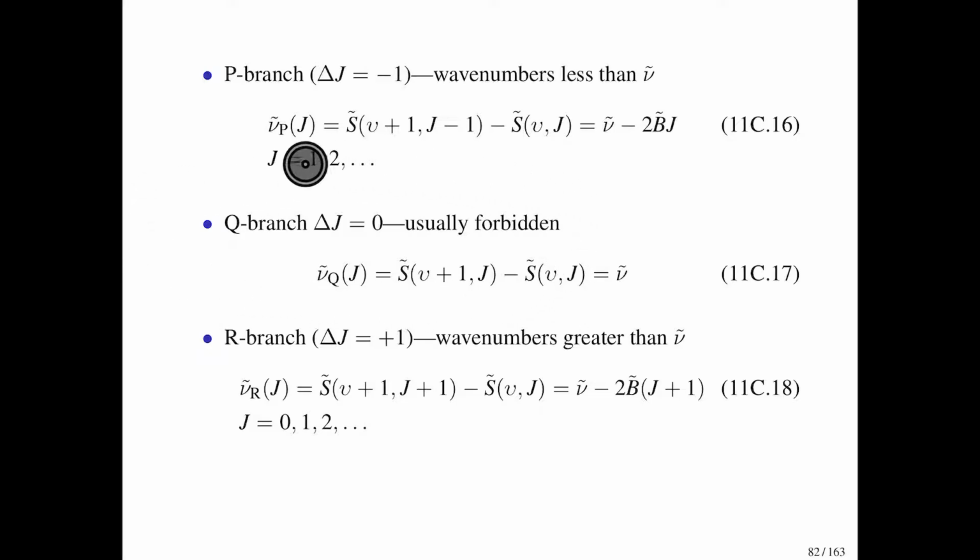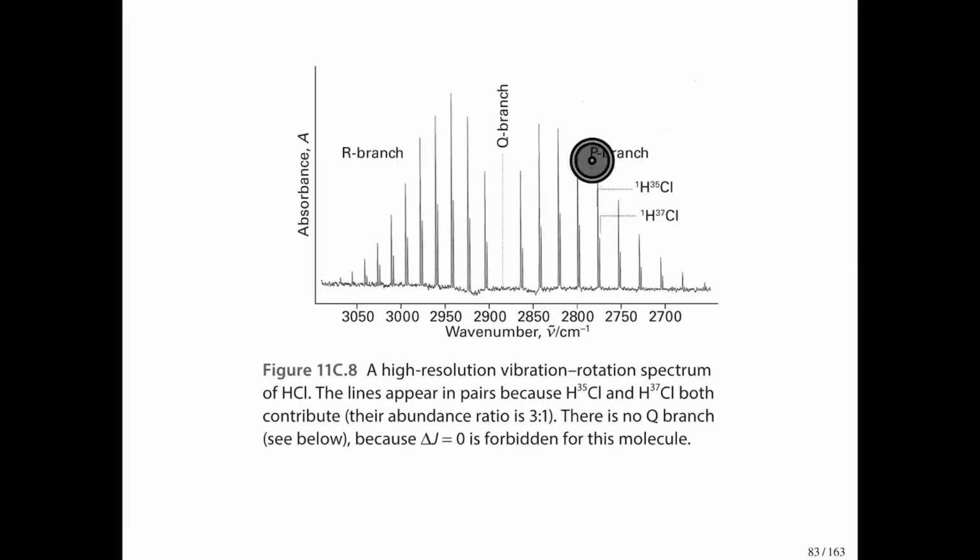The Q branch corresponds to the case where delta J equals 0. Normally, for most molecules, that will be forbidden, but for certain molecules, it's not forbidden. In any case, if the quantum number J doesn't change, then the difference between the two rovibrational terms is just the vibrational frequency. And so the missing peak here corresponds to the vibrational frequency of the diatom.